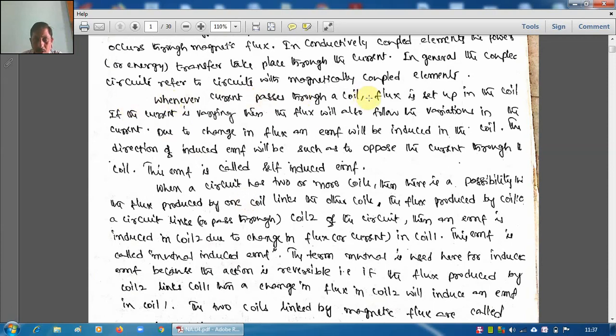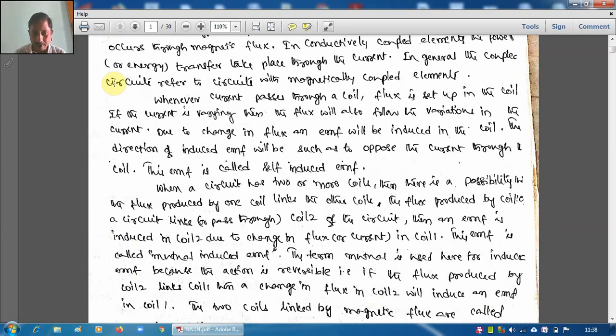Whenever current passes through a coil, flux is set up in the coil, that we know. Every current carrying conductor is surrounded by magnetic flux. So if a current is flowing through the coil, magnetic flux is automatically set up. If the current through the coil is DC, then the flux is constant or steady flux. If the current flowing through the coil is alternating current, then the flux is also alternating.